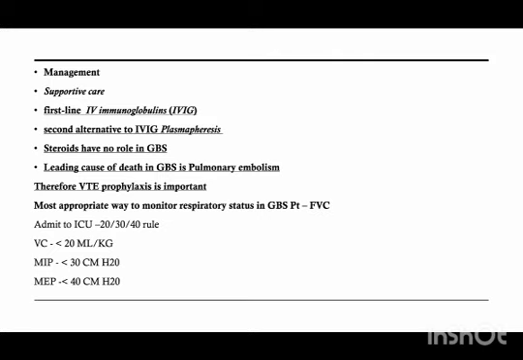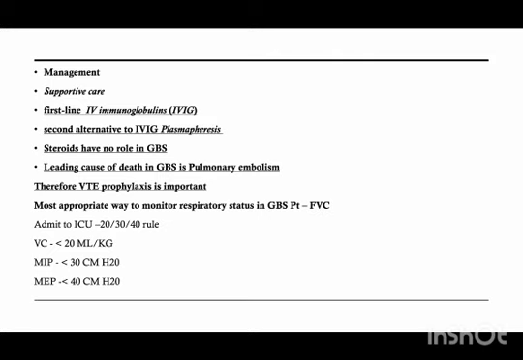And as I already told you, due to the paralysis that is ascending upwards, the patient will have respiratory muscle weakness, which can lead to respiratory failure. So, the most appropriate way to monitor the respiratory status in a GBS patient is the forced vital capacity. This is the most repeated question in the AMC.